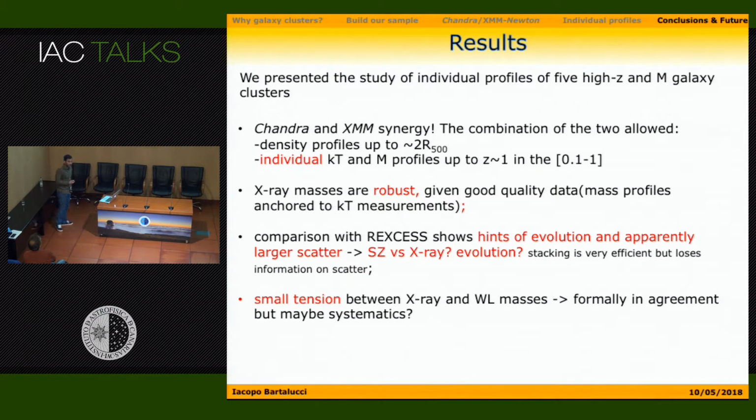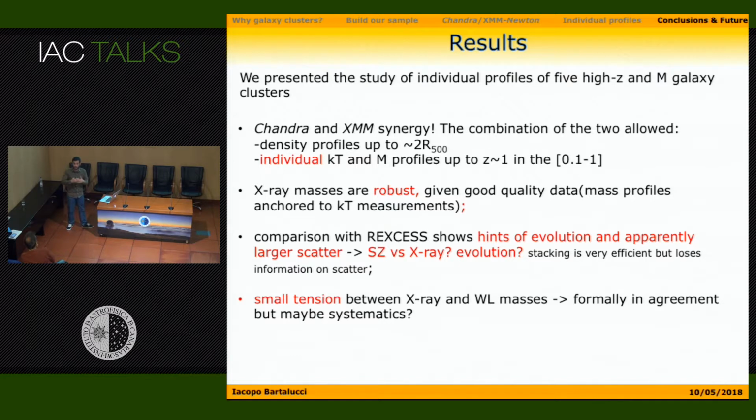Then, by comparing these robust measurements with REXCESS, we were able to show some hint of evolution and also maybe some apparently large scatter. But the limited number of objects doesn't allow us to quantify if this is due to evolution or if it's related to the fact that there is a very different mass range between REXCESS and our sample. One thing that I would like to point out is that there are works which use stacking.